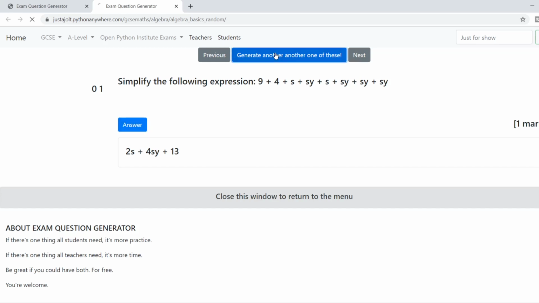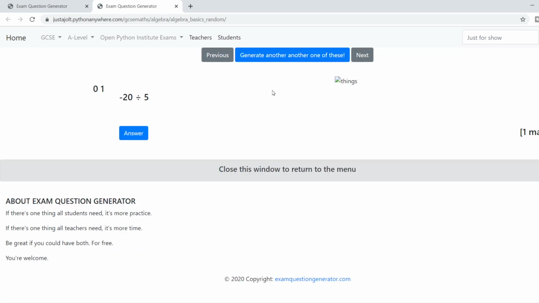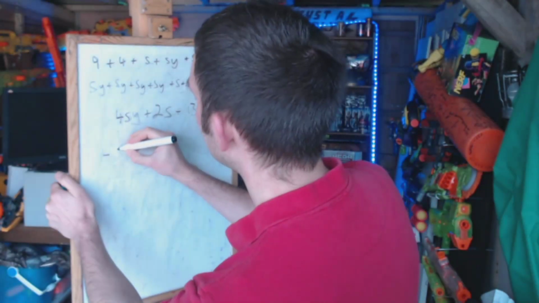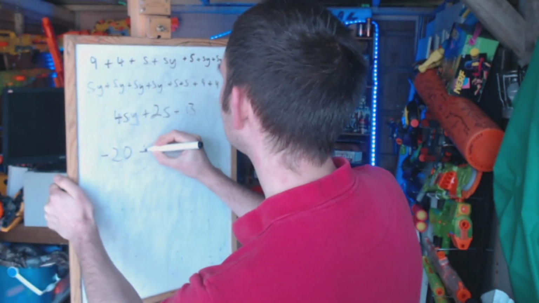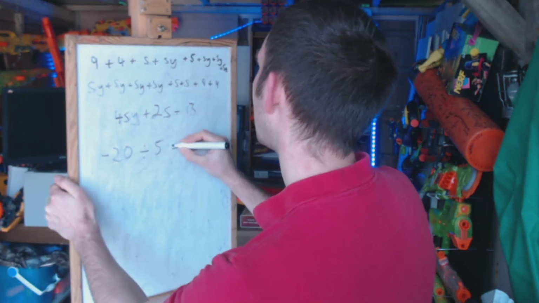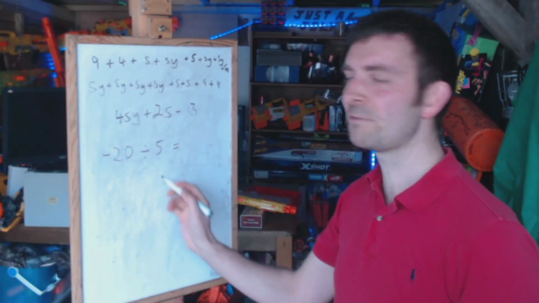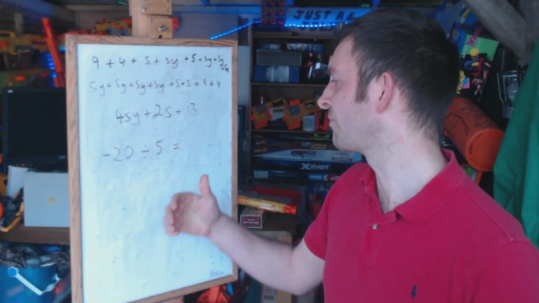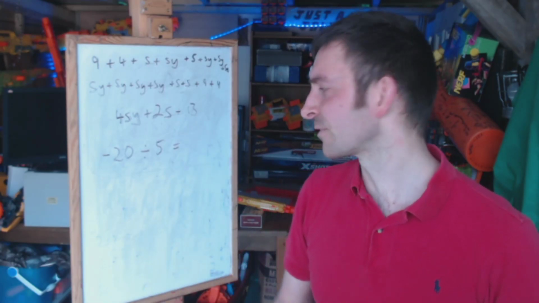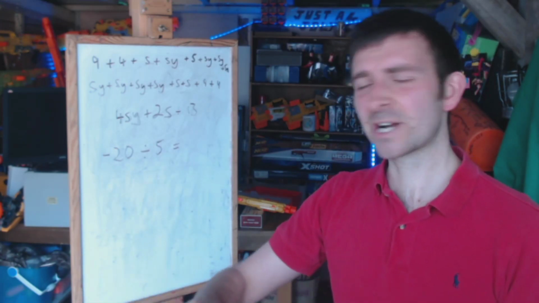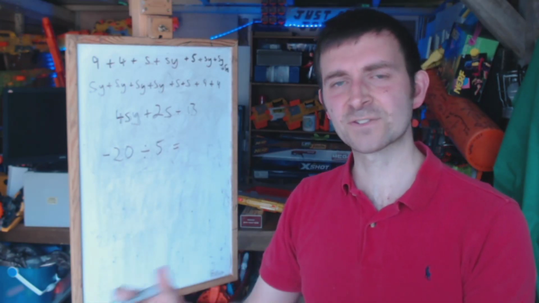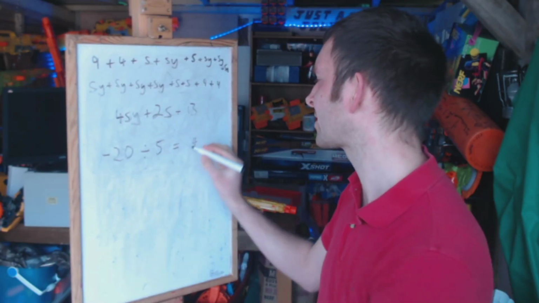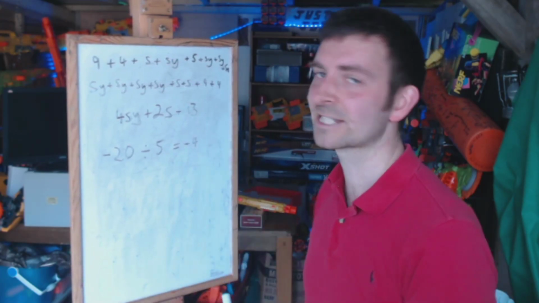Let's generate another random question just to see how we do. So now we've got minus 20 divided by 5. Let's go ahead and do that. Yesterday we learned that if there is one minus in a sum like this, then the answer is also going to be negative. So let's first of all just do straight 20 divided by 5. No negatives, no positives, no anything. 20 divided by 5 is, of course, 4. And because we've got a negative here, the answer is going to be negative 4.